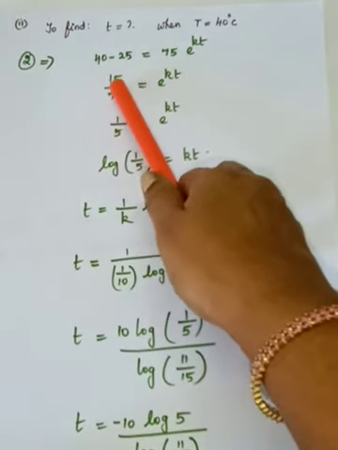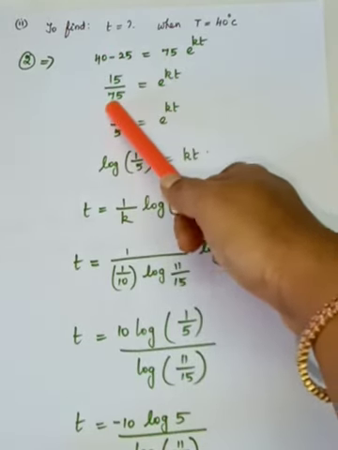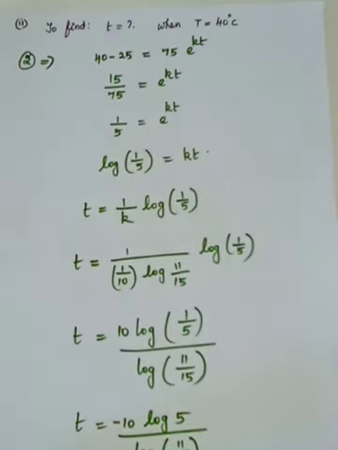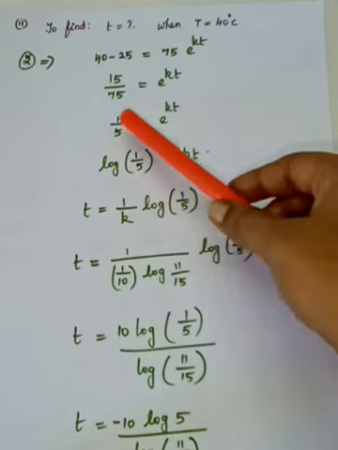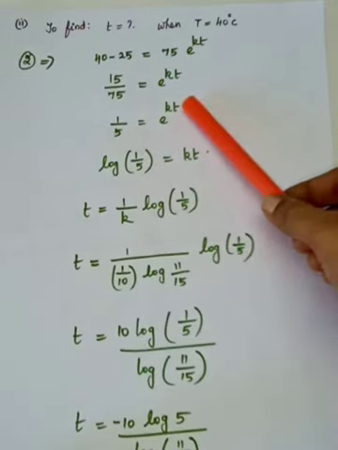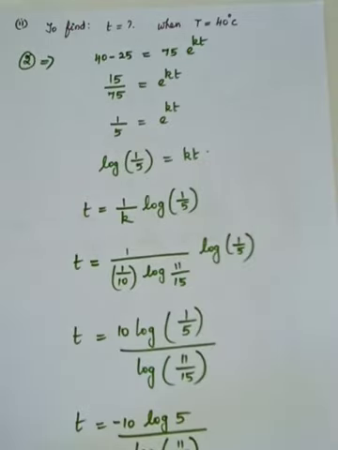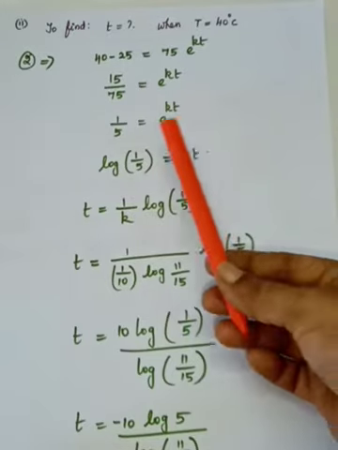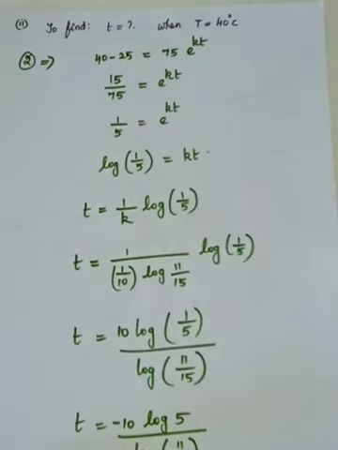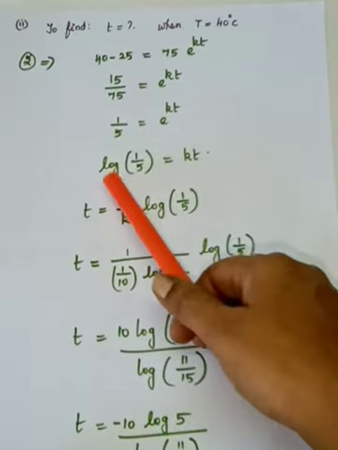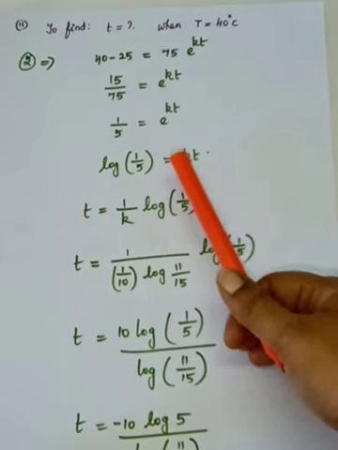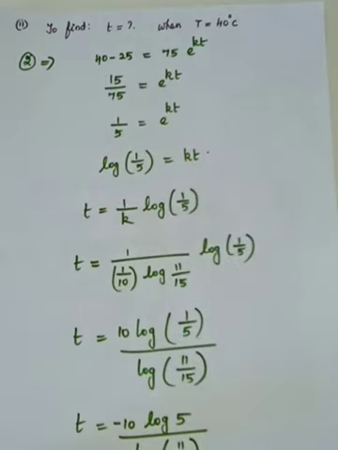So 40 minus 25 is equal to 75 e power kt. 40 minus 25 is 15. Bring the 75 to the left side in the denominator. So 15 by 75 is equal to e power kt. If you cancel with 15, it is 1 by 5 is equal to e power kt. Here in the problem it is given log 5. So we have to change in terms of log. When you bring the e to the left side, it becomes a logarithmic function. So log of 1 by 5 is equal to kt. So t only we have to find out. The k, when you take it to the left side, is 1 by k. So 1 by k log of 1 by 5.